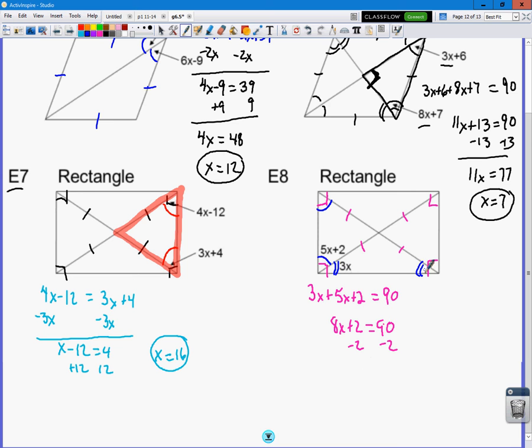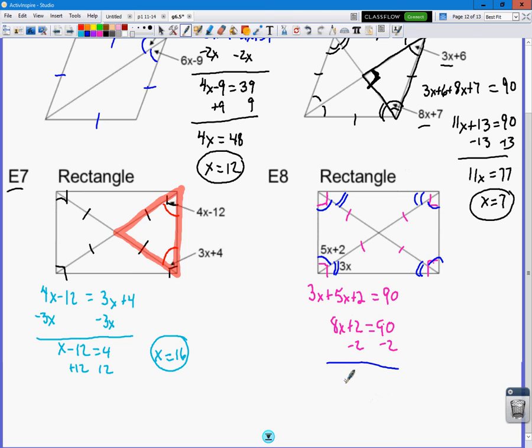I do know that these 2 are the same because it's an isosceles triangle. In fact, they would be the same as these 2. Likewise, these 2 would be the same as these 2. But I do not know that these 2 are equal to each other. If they were equal to each other, they would be 45 degrees. And the only time that would happen is if this rectangle became a square.